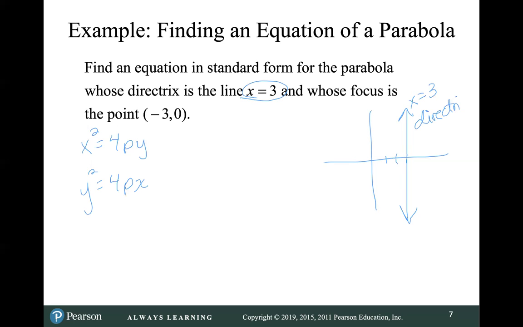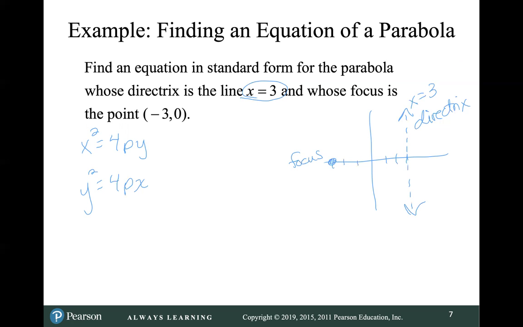I should have drawn the directrix dashed, so let me fix that because it's not part of the parabola. It's kind of like an asymptote: not part of the graph, just there to help us visualize it. And then the point negative 3, 0, I'm going to draw as an open circle because this is the focus, but it is not on the parabola.